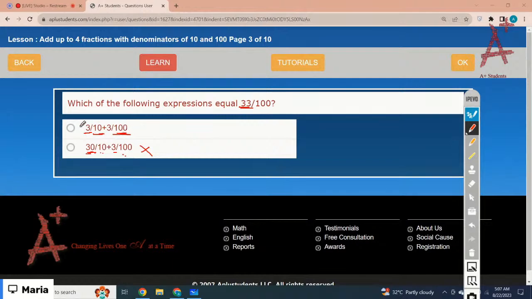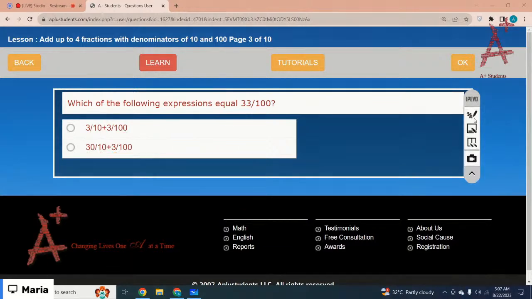This one is the correct one because first of all, you have to make this denominator equal to 100. 10 times 3 is 30. 10 times 10 is 100. They have like denominators. You can add 30 plus 3, and 30 plus 3 makes 33 over 100. So option number 1 is the correct option. You can even solve and check, right? Option 1 is the correct option.